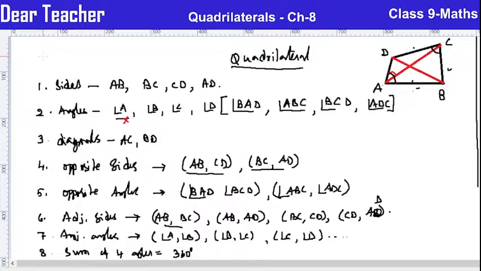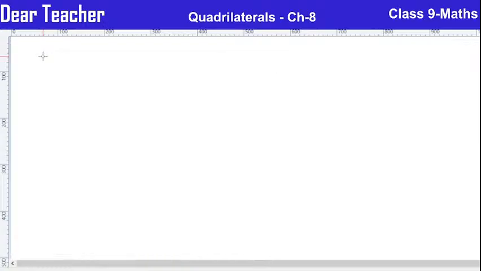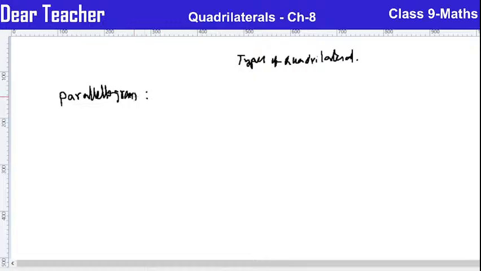Okay, let me clear these things. So types of quadrilaterals is also a very important concept, because these are the small things. Let us understand types of quadrilaterals. So the first type of quadrilateral is parallelogram. Parallelogram is a very important type of quadrilateral. So what is a parallelogram?